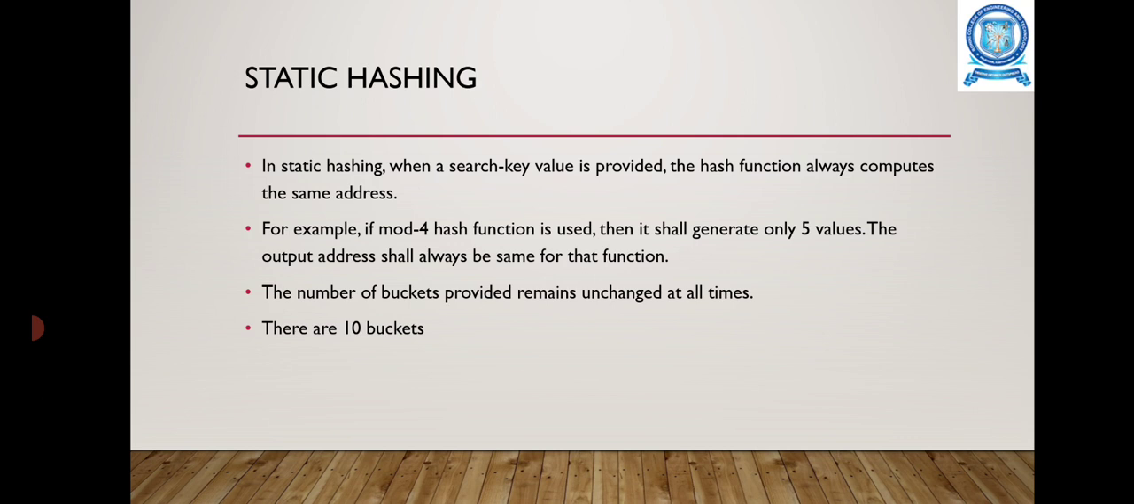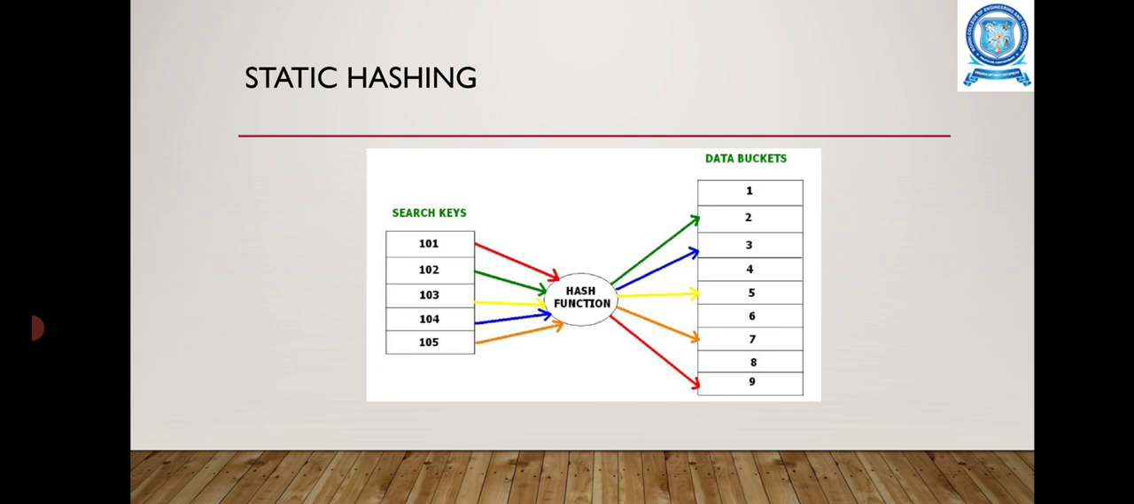Static hashing is performed based on the search key, that is, there are 101, 103, these are the search keys. Based on the search key, the hash function, there are 10 buckets, meaning buckets 1 to 9. So using these hash functions, the particular value is stored.